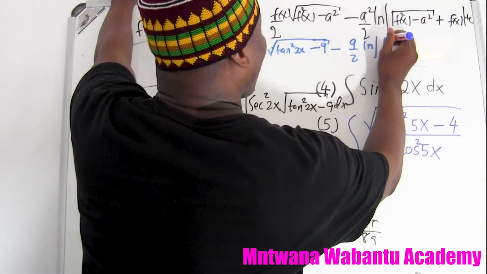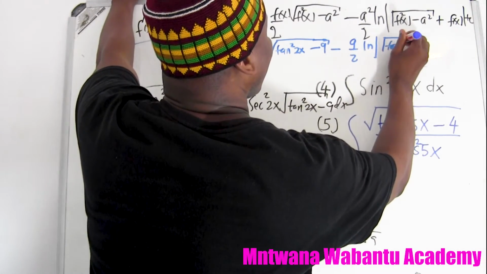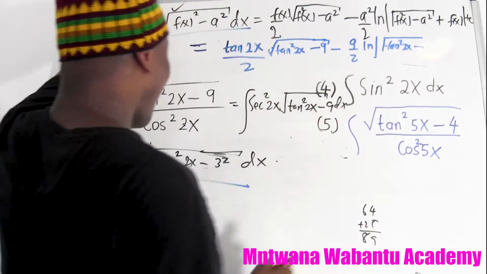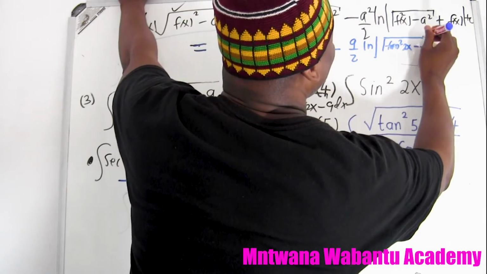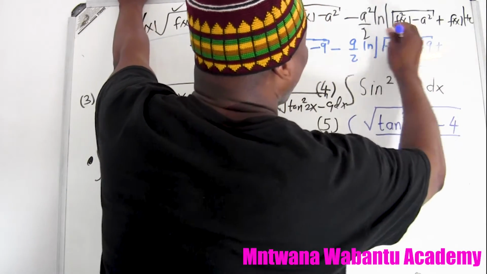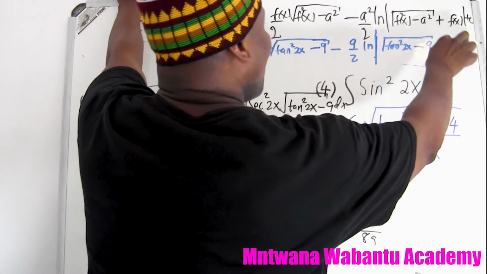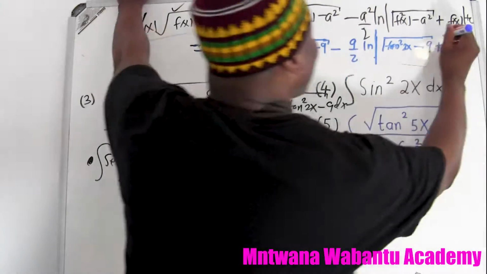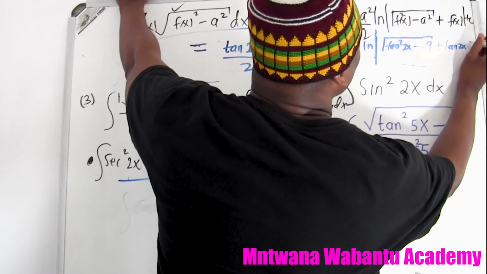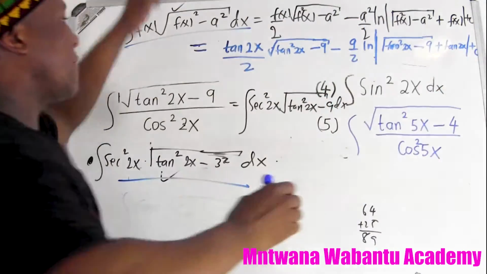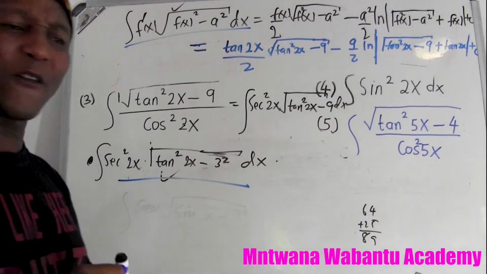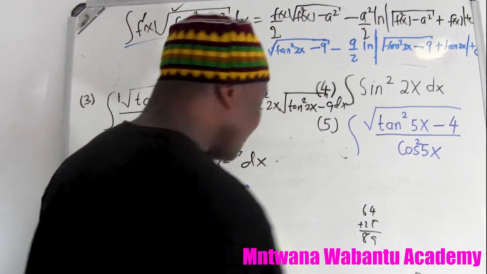absolute, right, exactly. Our root, and then tan 2x, and then we minus a. What is a? 3 square equal to 9. Plus, here remember we get absolute, plus f of x. What is f of x? Tan 2x. Remember there's no limit here, so you must plus what? Constant c. But never forget this, right? You should never forget this.